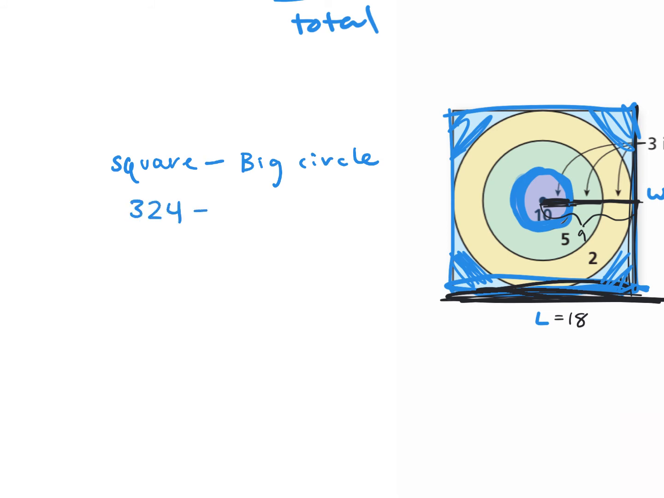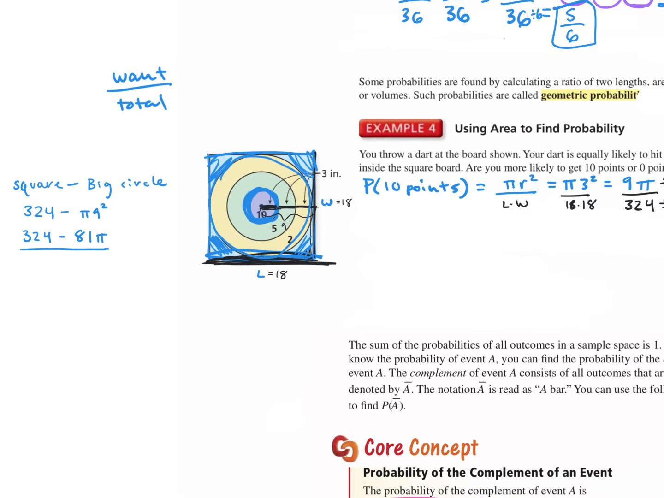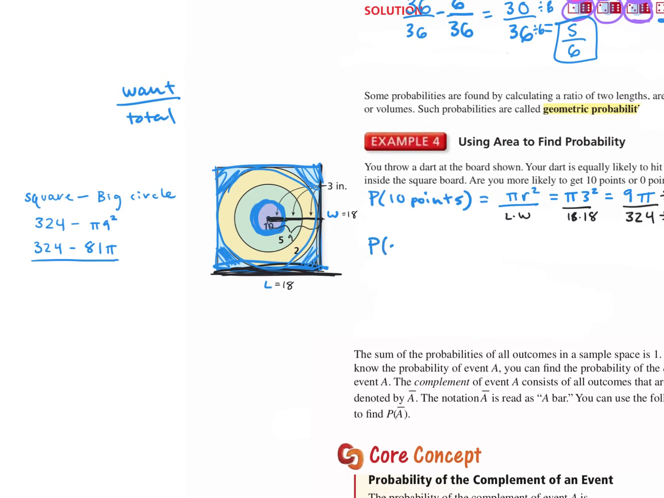And then let's find the area of this big circle. What is the radius of the big circle? 9. Perfect, 9. So we have pi times 9 squared. So 324 minus 81 pi. And what's our total area that we're looking at? To find the probability of getting 0 points, what are we going to divide? Because this is the area of the blue shaded part.